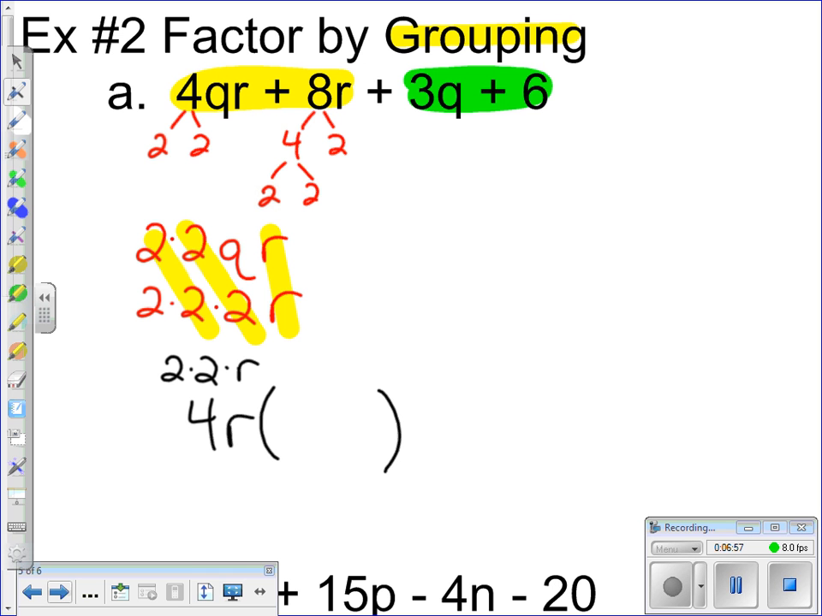What I didn't highlight was a Q and a 2. Q plus 2.